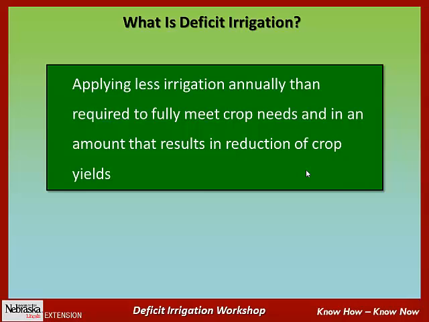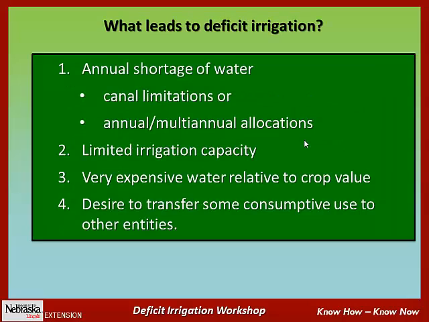So what is deficit irrigation? Deficit irrigation is applying less irrigation annually than is required to fully meet crop needs and in an amount that results in a reduction in crop yields. So, if you happen to be over-irrigating the last few years and you cut back an inch or two and you didn't have any impact on your yield, then we wouldn't say that that's necessarily deficit irrigation. There needs to be a reduction of yield and a reduction of evapotranspiration for that to truly be a deficit irrigation scenario.